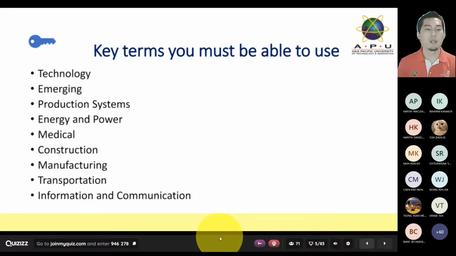Yeah. When it comes to the key terms, again, a lot that you see here will fall into the different areas of technology that we are going to look at. You see energy, power, medical, construction, manufacturing, transportation, and ICT again. Yeah. So these are again going down into the 6 areas that we will be exploring today.